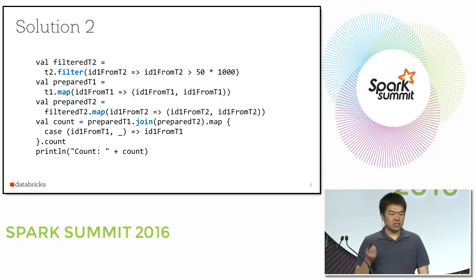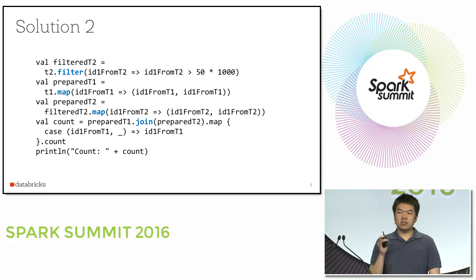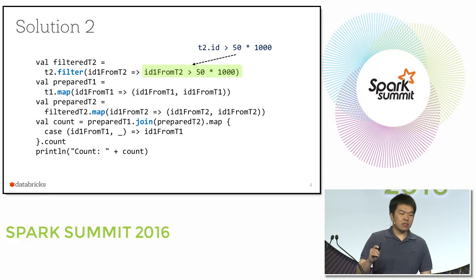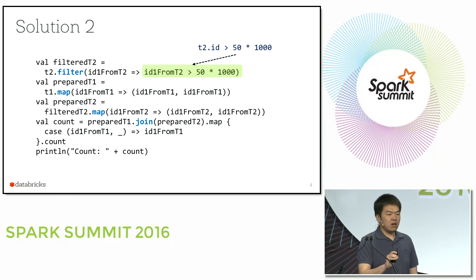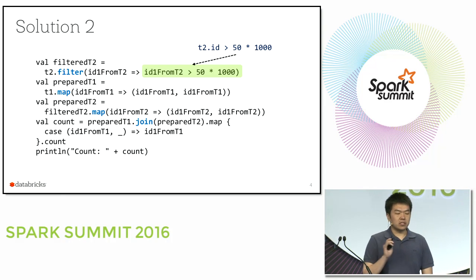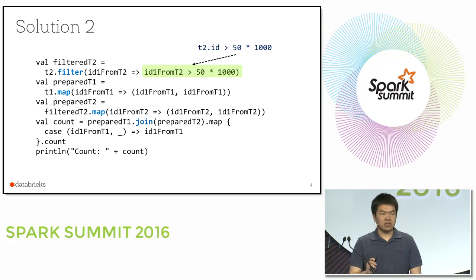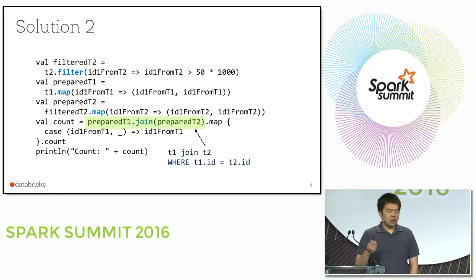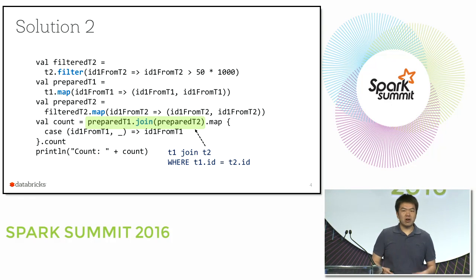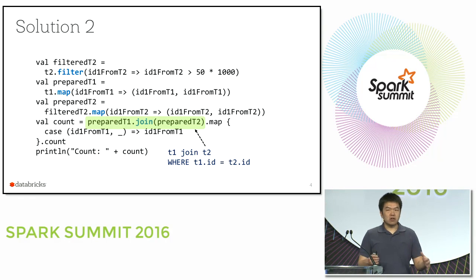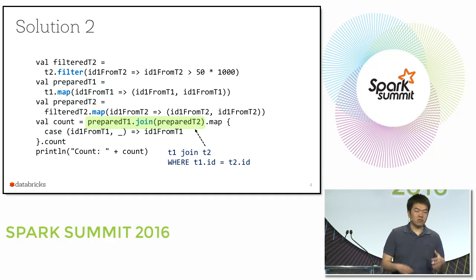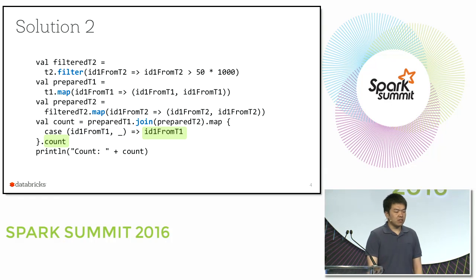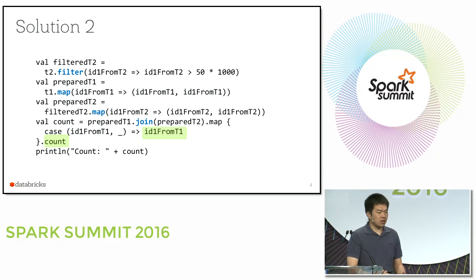And this is the second version. For the second version, instead of doing the join at the beginning, I apply a predicate, which is T2.id is greater than 50 times 1,000. I apply the filter first on T2. After that, I use a join function to join T1 and T2. This join function also will evaluate the condition, which is T1.id equals T2.id. And finally, I get the result of ID from T1 and calculate the count.